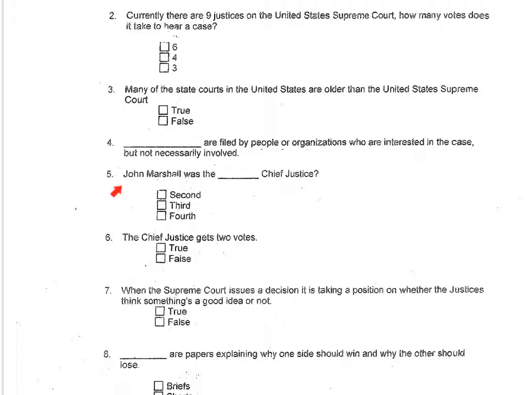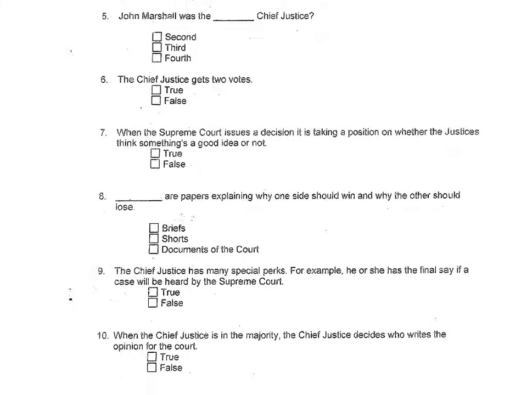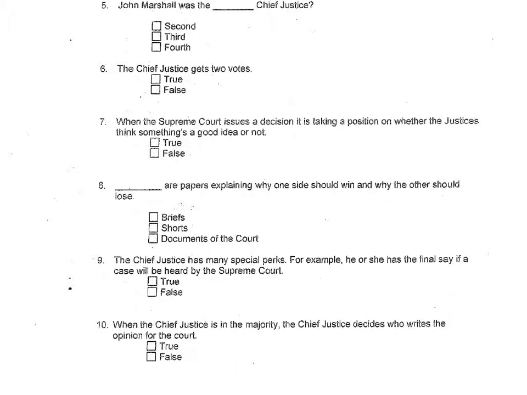Number 5, John Marshall was the blank Chief Justice, the second, the third, or the fourth Chief Justice. Number 6, the Chief Justice gets 2 votes. Is that true or false?